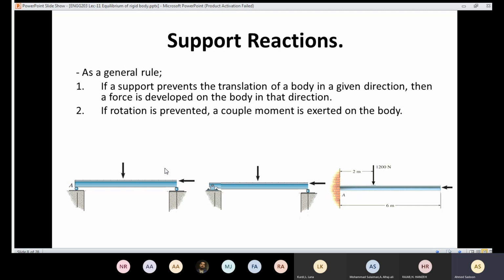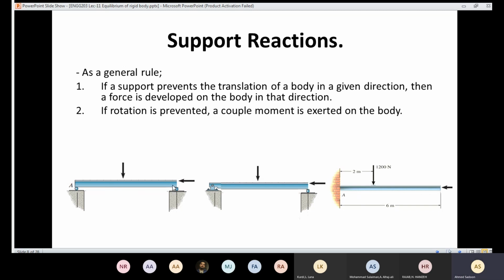And also, if the reaction is going to prevent a moment, for example, here, the support reaction here is going to develop resistance for rotation. So if you have a support that prevents the rotation here, like in this example, sometimes, like you can see here, I have a beam, and here I have a ruler.